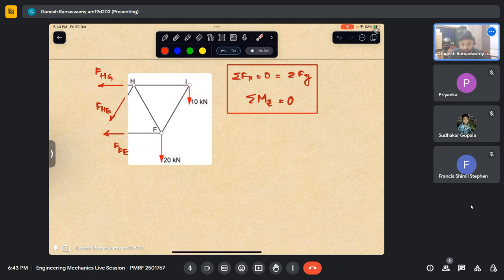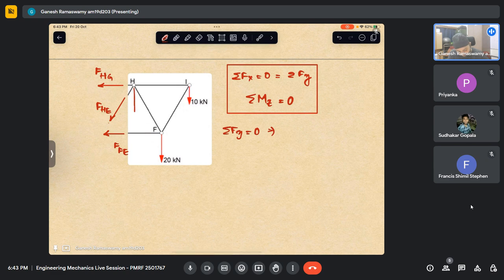Once we find this out, can we see that vertical equilibrium has to be satisfied? In this case, if I do sigma Fy equal to 0, let us say, what does that give me? I have one component force like this. This force is FHE cos 30.